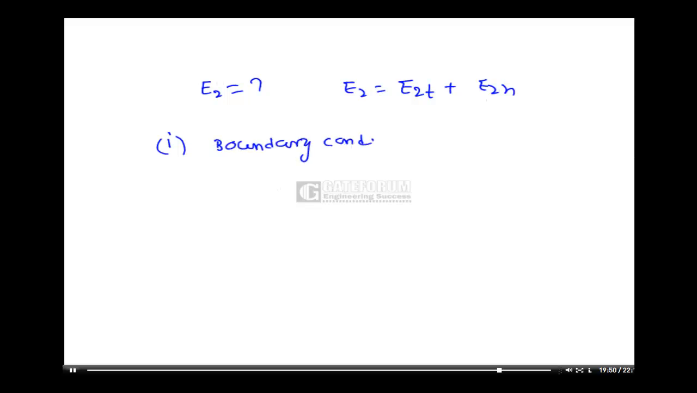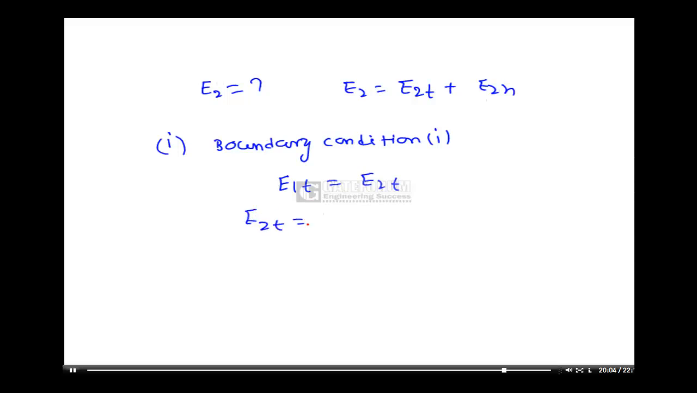So now we have to calculate E2. E2 is equal to how much? E2 is equal to E2t plus E2n. So I have to calculate E2t and E2n, then the problem is solved. So I am applying the first boundary condition. What is the first boundary condition? Tangential components are continuous. That is E1t is equal to E2t. So half of the problem is solved.